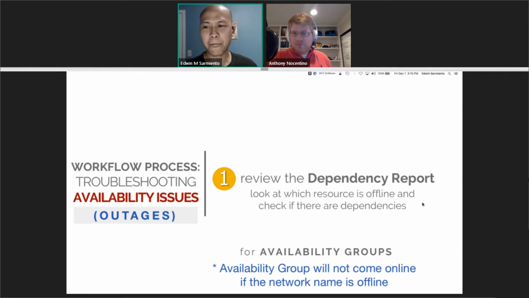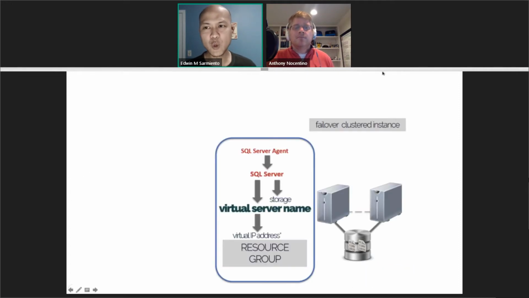Anyway, so again, start with the dependency report. When you look at this, and again, this is just a review of what we've already talked about earlier. Have a look at this. If my virtual IP address becomes unavailable, immediately the virtual server name will go offline, regardless of what the issue is. Same thing, and it's a cascading effect. The SQL Server service will go offline, and the SQL Server agent will also go offline. I call this the domino effect.